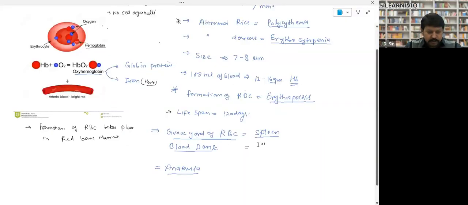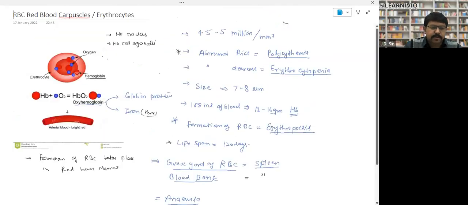This spleen is called the graveyard of RBC. One more point, add one more line: the spleen is also known as the blood bank, as the extra RBC are reserved in the spleen. That is more than sufficient. That's it for the RBC.